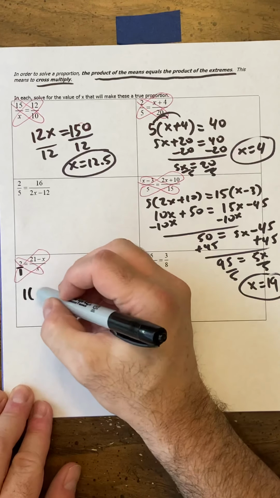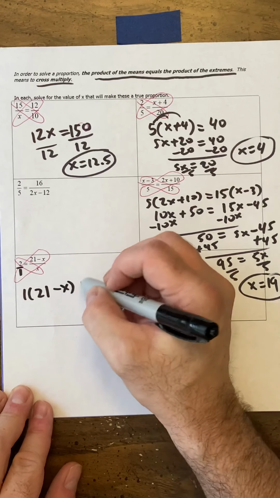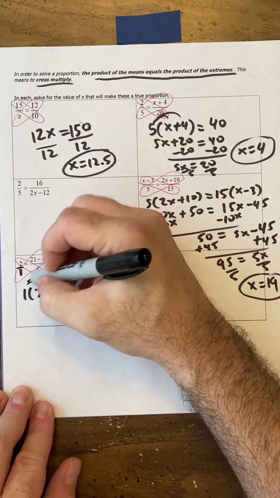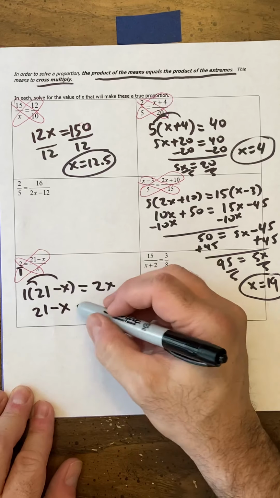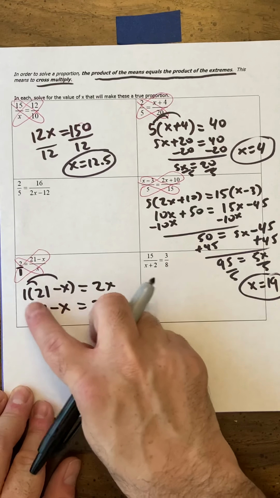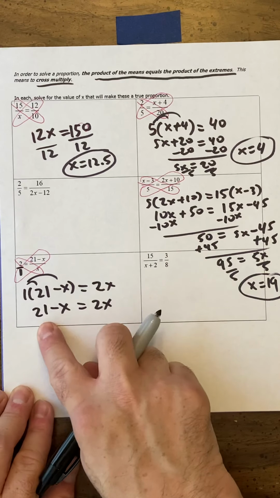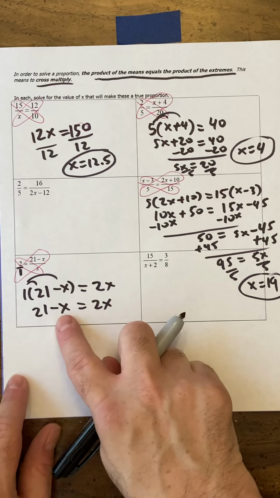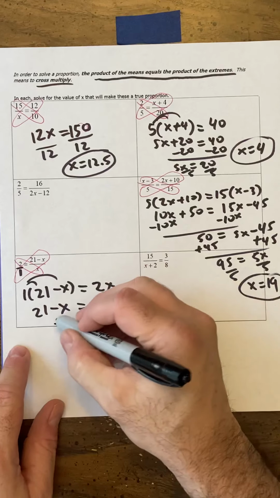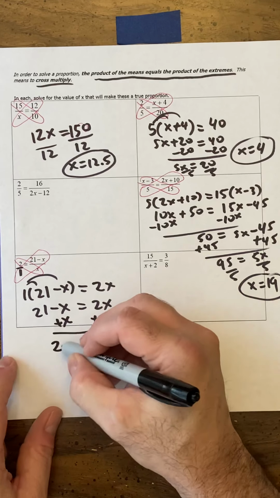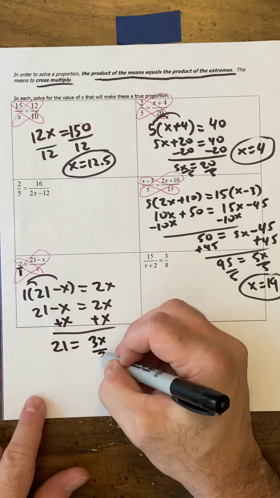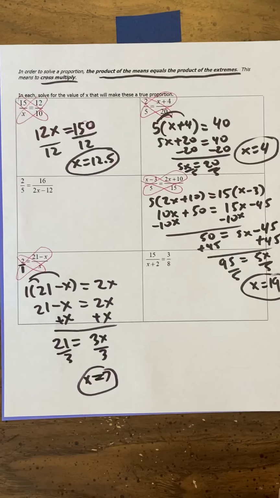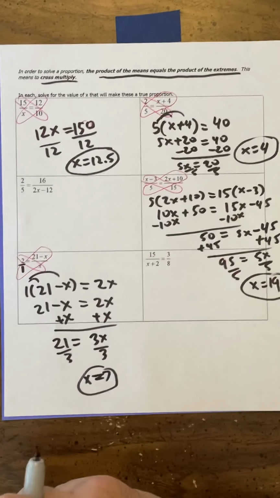1 times parentheses 21 minus x equals 2 times x is 2x. You could distribute that 1, but you're just going to get 21 minus x, and keep in mind that when 1 distributes through, 1 times 21 is just 21, 1 times negative x is just negative x. You just lose the parentheses here. We still have to get the variables together, so we're going to add x to both sides. 21 equals 3x. Divide both sides by 3, and you get x equals 7, okay? So that's how you deal with a lot of fractional types of equations.